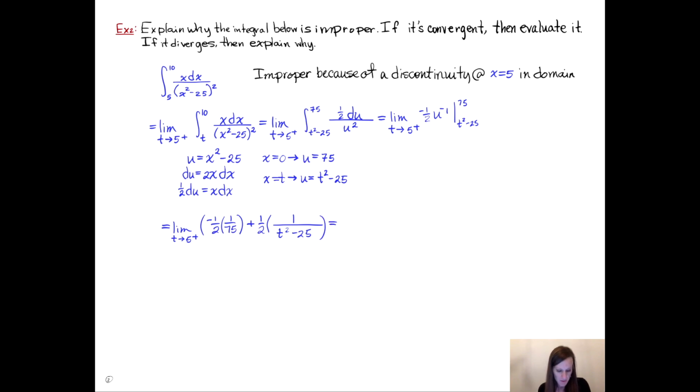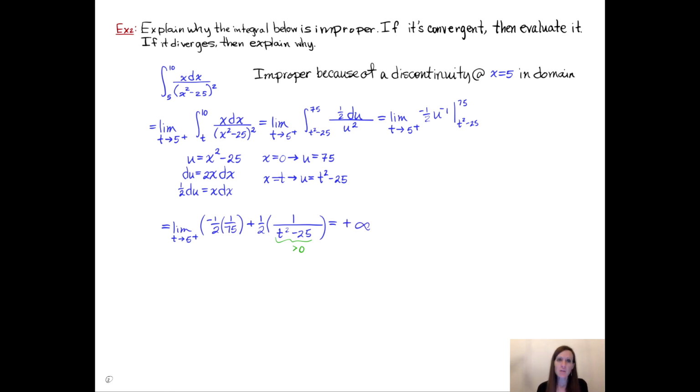And then to evaluate this limit, we look at that denominator, t squared minus 25. As t is approaching 5 from the right, t squared minus 25 will always be positive. So we're getting a number very, very close to 0 in the denominator, but a positive number greater than 0. And so that means that as the denominator is getting very, very close to 0 from the positive side, the entire limit goes to positive infinity.